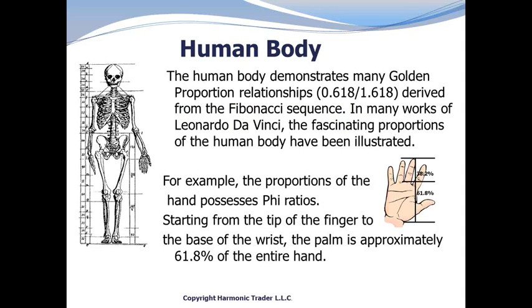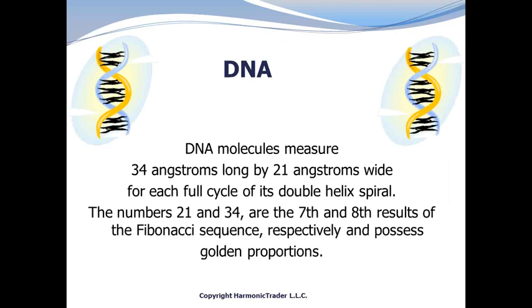Human body. The human body demonstrates many golden proportion relationships, 0.618 and 1.618, derived from the Fibonacci sequence. In fact, in many works of Leonardo da Vinci, the fascinating proportions of the human body have been illustrated. For example, the proportions of the hand possess phi ratios, starting from the tip of the finger to the base of the wrist. The palm is approximately 61.8% of the entire hand.